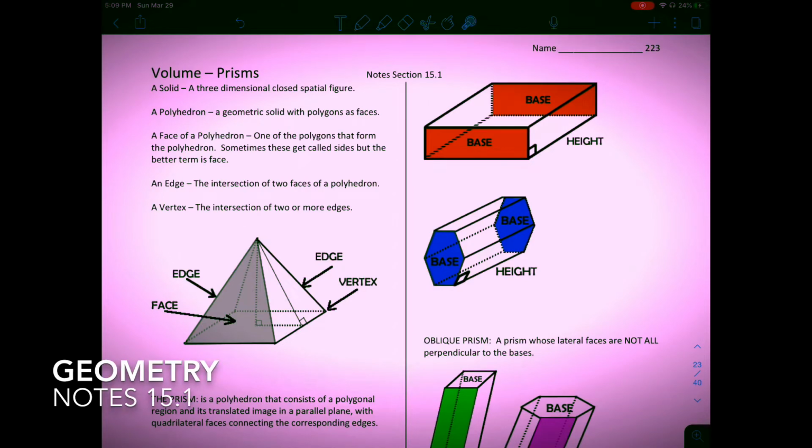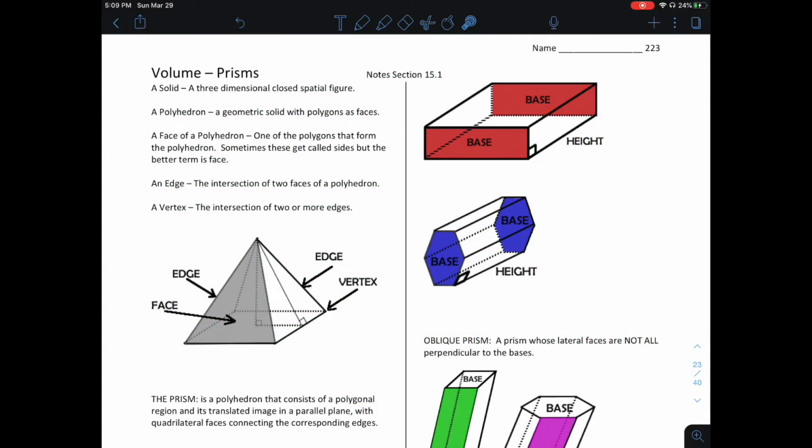This is Honors Geometry, Notes Section 15.1, Finding Volume of Prisms. We're going to have a good old time today, ladies and gentlemen. First page of our notes, it's 2 pages, 1 page front and back, 1 sheet of paper. First page is just terms. We don't want to rush past this because terminology in geometry is everything.